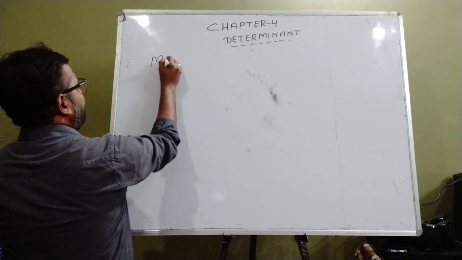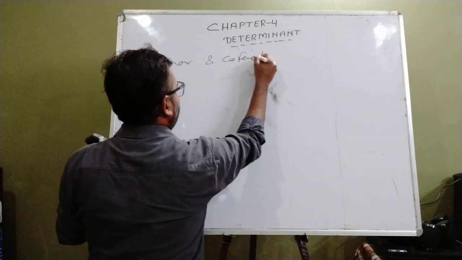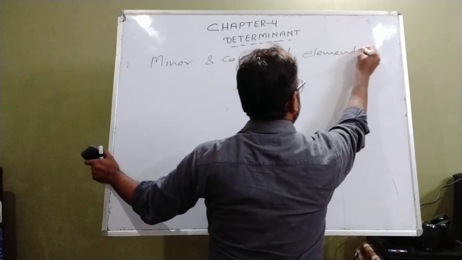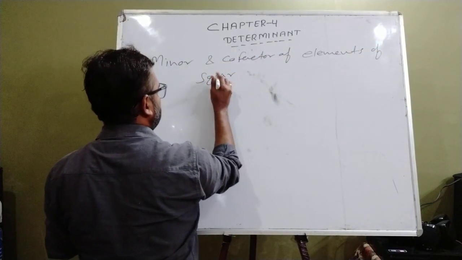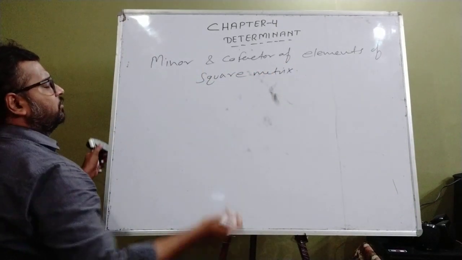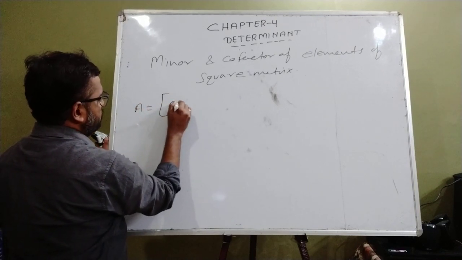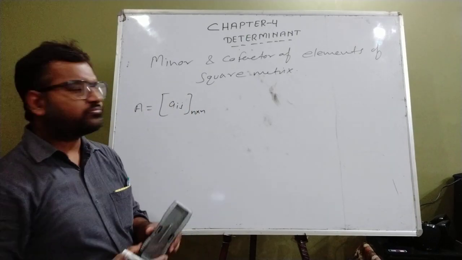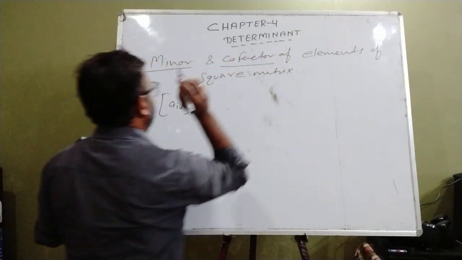Next point is minor and cofactor of elements of a square matrix. Minor and cofactor of elements of a square matrix. Very important point. Suppose A equals to Aij be a square matrix of order n by n. Two terms are there, minor and the cofactors.